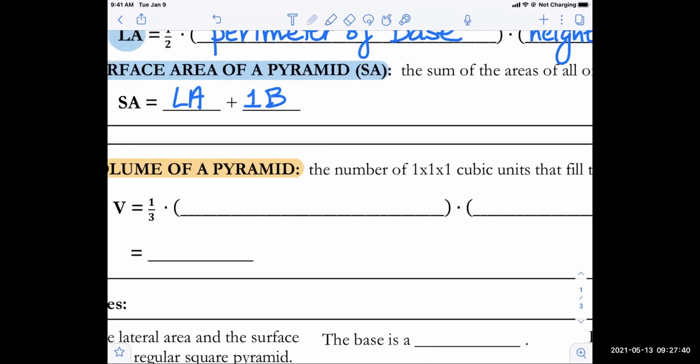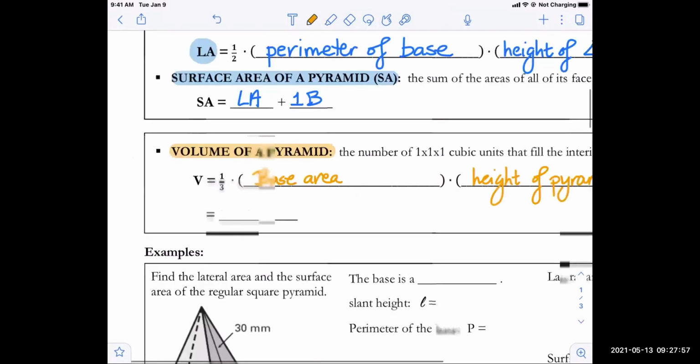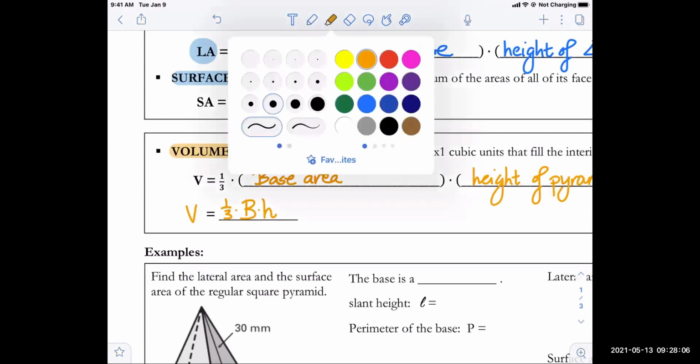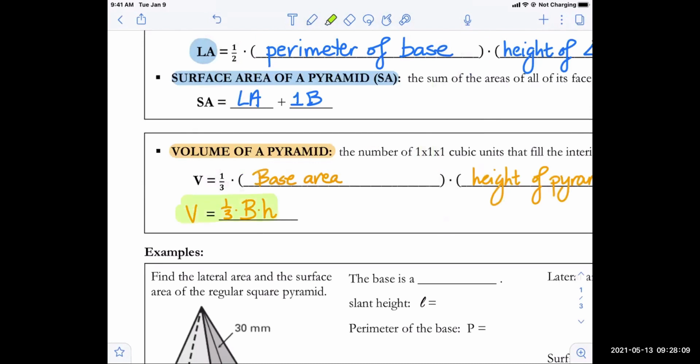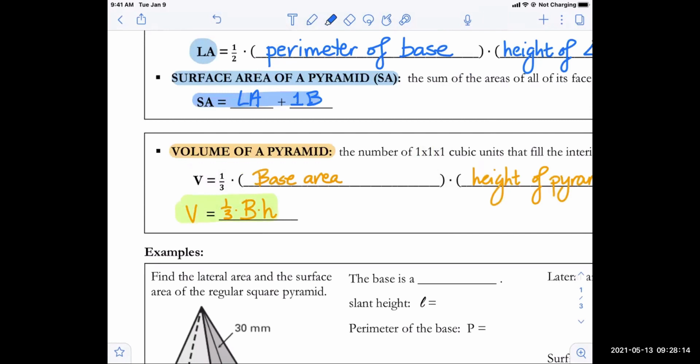So the volume of a pyramid is 1/3 base area multiplied by the height of the pyramid. So volume is 1/3 area of the base multiplied by the height. That's your formula for volume for a pyramid. And here's your surface area formula.